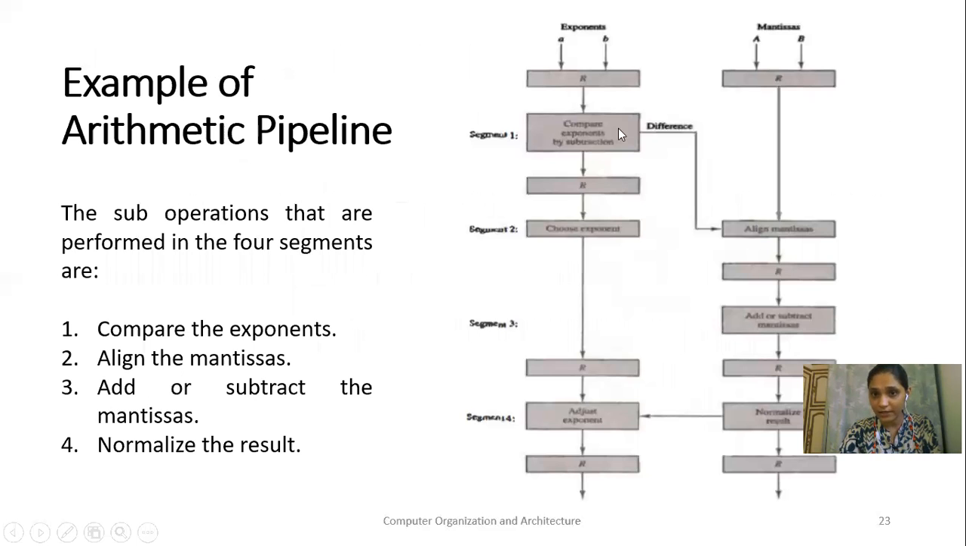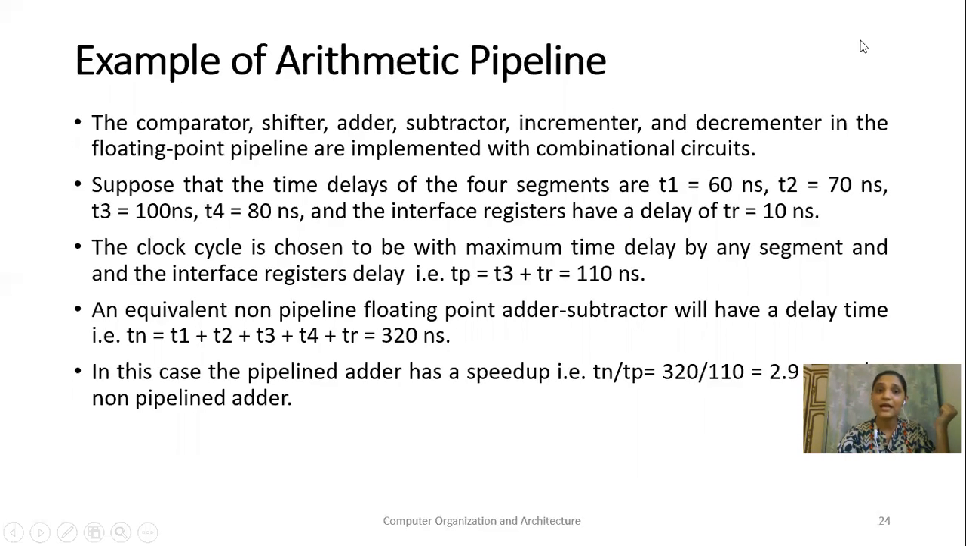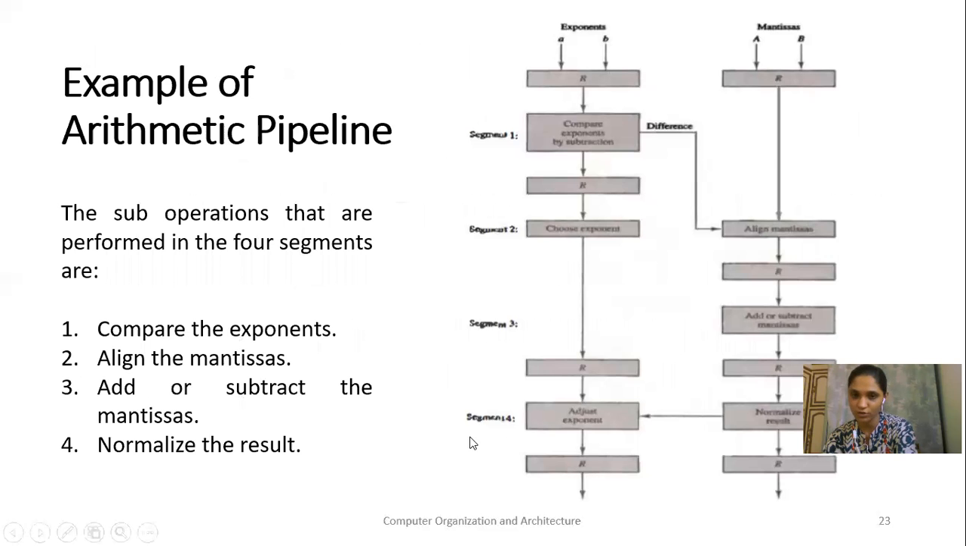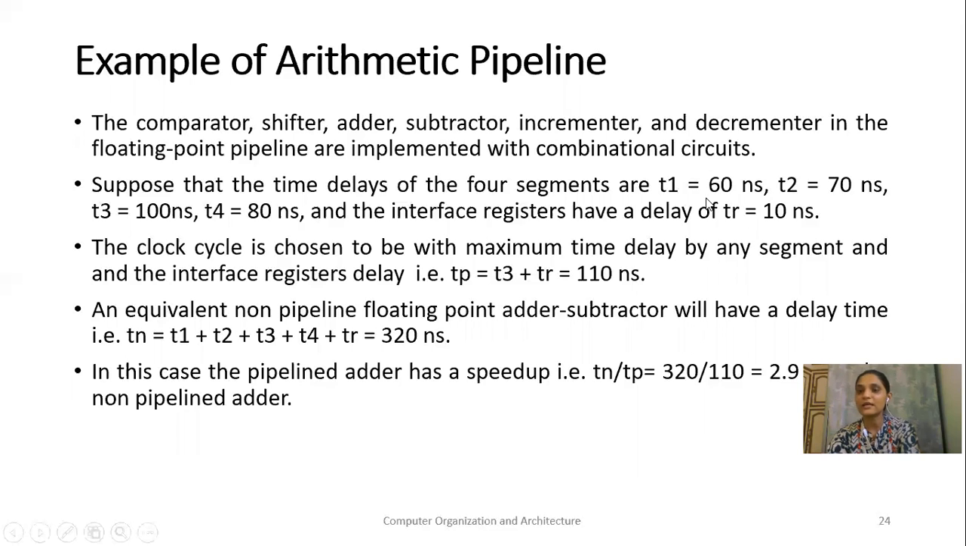Here the exponent subtraction, mantissa alignment, addition/subtraction, and normalizing the result, all these blocks are designed by combinational circuits. Okay, and let me see how much speedup is done. Suppose the time delay for these four segments: the first segment has 60 nanoseconds delay, the second segment has 70 nanoseconds, the third segment has 100 nanoseconds, and the fourth segment has 80 nanoseconds.